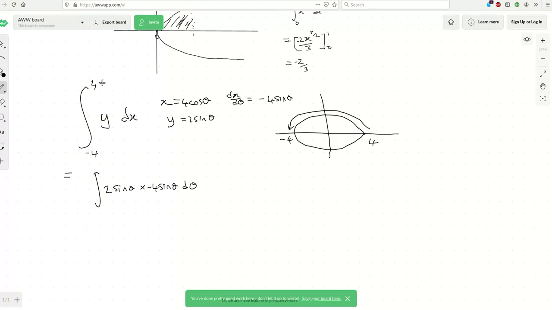But remember that these limits are in terms of x, and when you switch them, we're going to get, when x is 4, cos theta is 0. Yeah, theta is 0, sorry. And when x is minus 4, we get cos theta is minus 1. So that's where you're going to get pi.